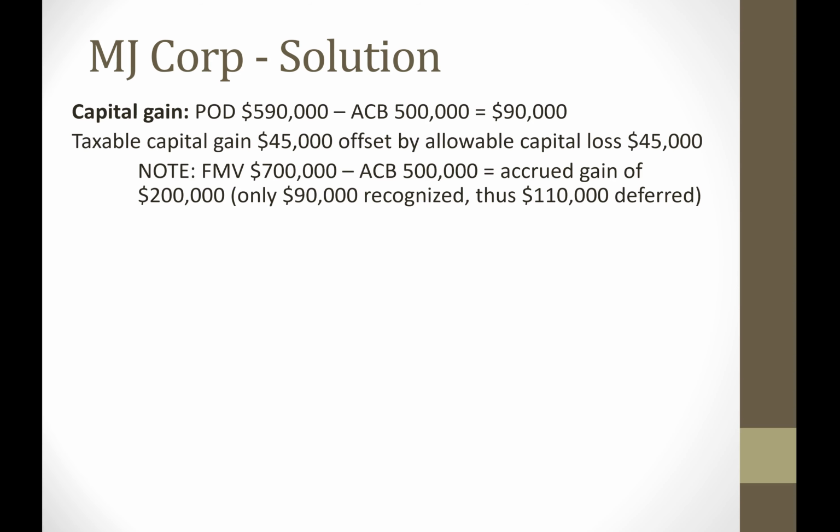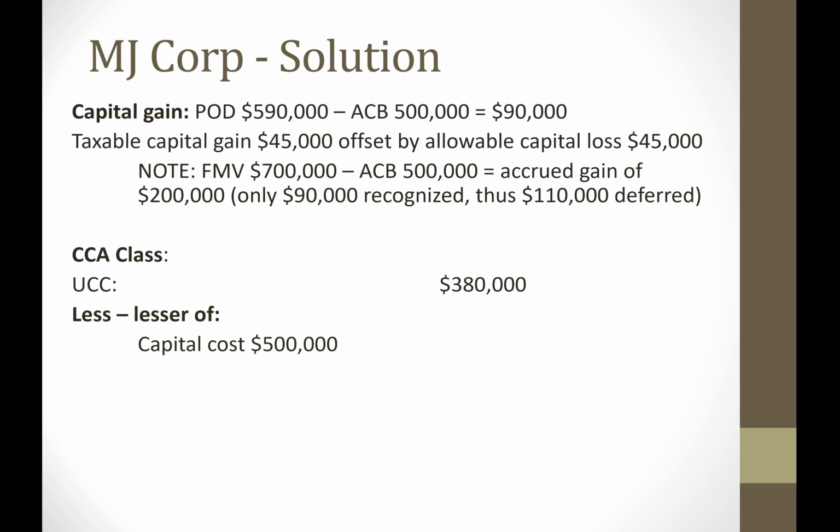Now, there's also going to be recapture, so let's look at the CCA class. In the question, the undepreciated capital cost of the asset is $380,000. Whenever there's a disposition of a depreciable asset, what we have to do in the CCA class is to deduct the lesser of two amounts. The first amount being the capital cost, in this example $500,000, or the proceeds of disposition. In this example, that's the elected value of 590. The lesser of the two is 500,000, and so that's going to create a negative balance of 120,000.